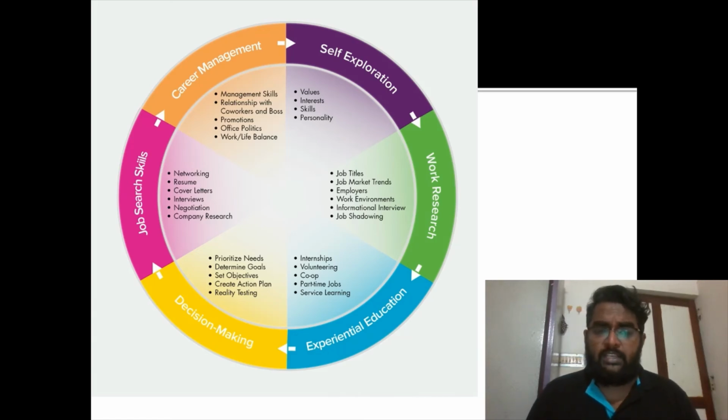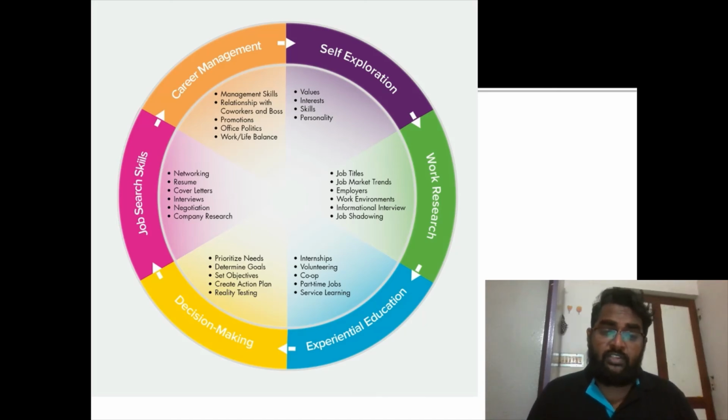That includes job title, job market trend, employees details, then work environment, informational interview, and job shadowing. All these processes are conducted in order to identify the opportunities that are available in the open market. After conducting the work research, there will be experimental education, which includes internship, volunteering, cooperation, then part-time jobs, service learning. All these will be helpful in gaining certain skills that will be required in a job environment.